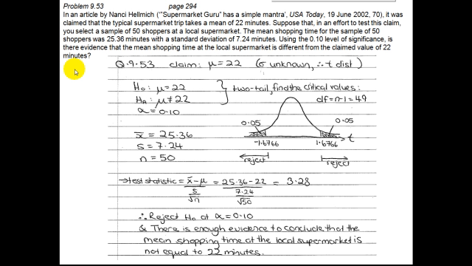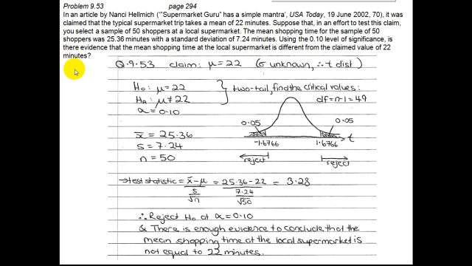So we must write down the null and the alternative. So H0 is mu equal to 22. Remember, the null hypothesis always involves equals. Then the alternative is that mu is not equal to 22.